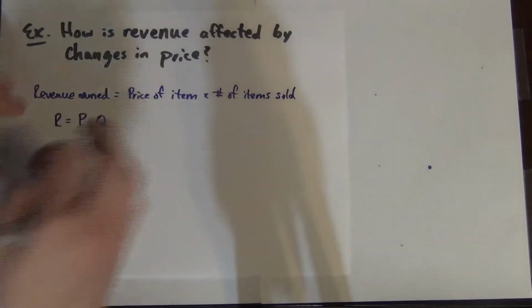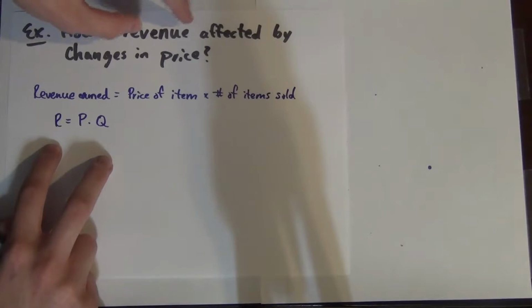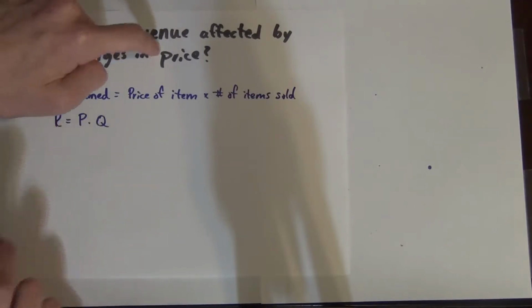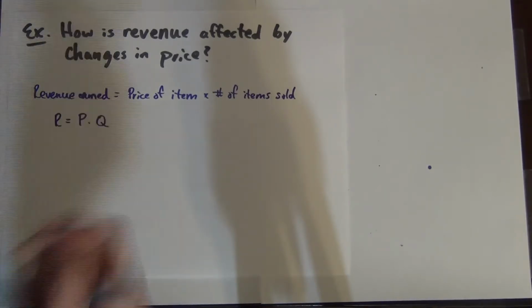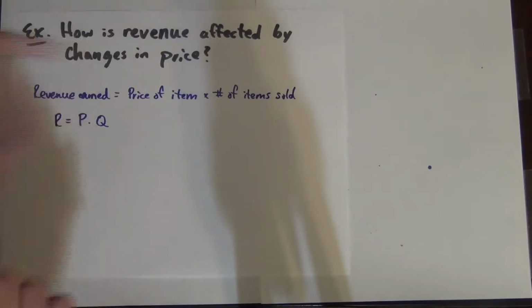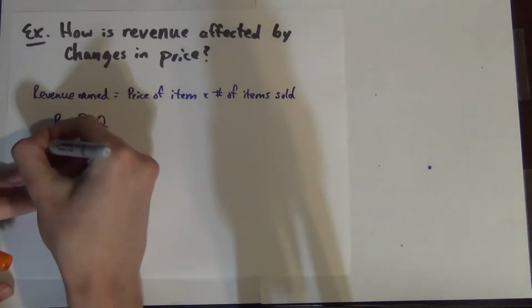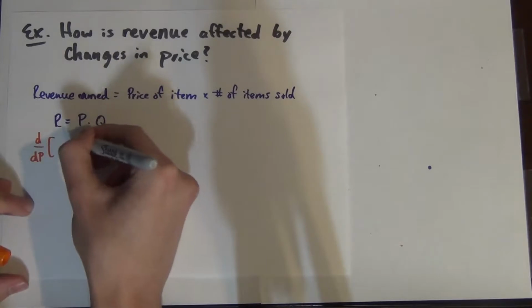Okay, so I'm going to take the derivative of this, and I'm going to look at how revenue changes with respect to price. Okay, so I believe in every single example, we've either done d/dx or d/dt, with respect to x and t. But now we're going to take the derivative with respect to price and see what that represents. Okay, so now I'm going to differentiate with respect to price.